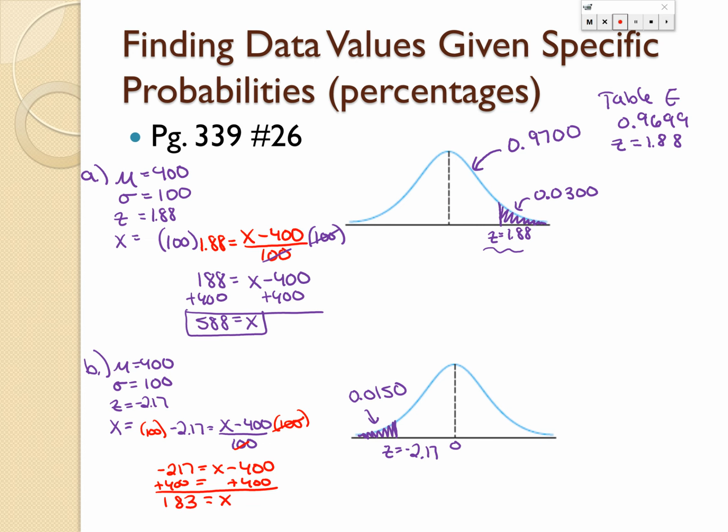Now, here's where we have to be careful. A score of 183, does that get us out of the bottom 1.5%? What do I have to score to stay out of it? 184. So to stay out of the bottom 1.5%, we have to have a score of 184.